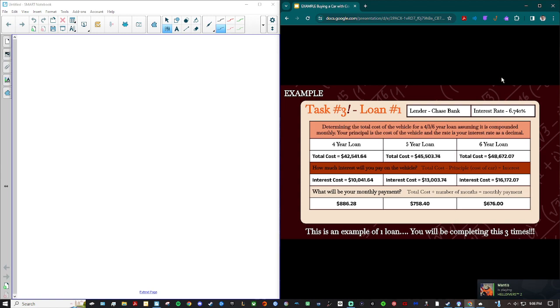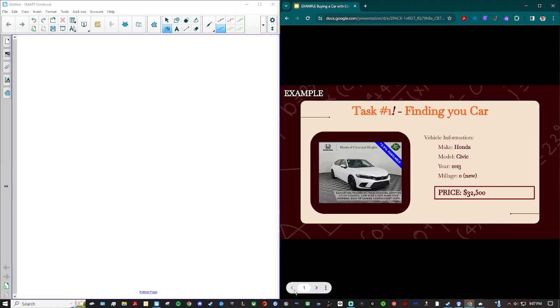All right, so let's go through how I did my 4-year loan. So the first thing we need to know is what is our P, our R, our N, and our T. So P stands for principal. So if I go look at my car, the P is how much my car costs. Mine is $32,500.